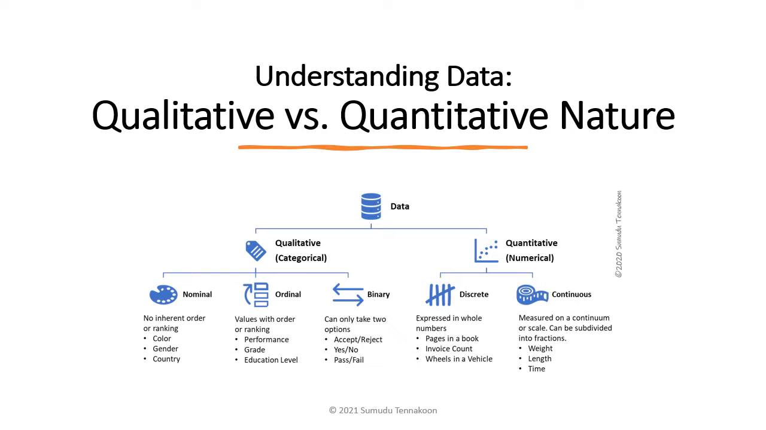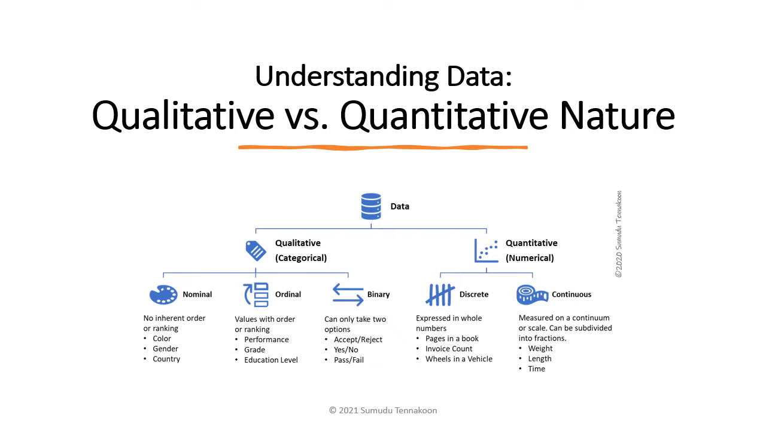Binary you can take as a subset of ordinal and nominal, depending on the use. But binary is a special case. Binary can have only two options. One example is accept or reject, if you are accepting or rejecting a loan application. You have two choices, right? You cannot have in between. If someone asks you a yes or no question, you can have either yes or no, or pass or fail. If you have only two choices and you must take one of them, those are binary variables.